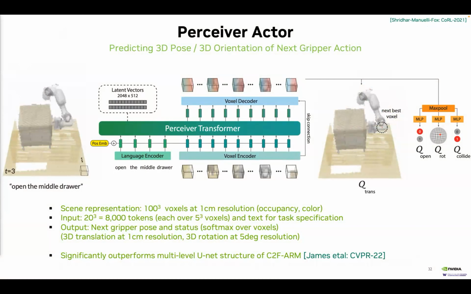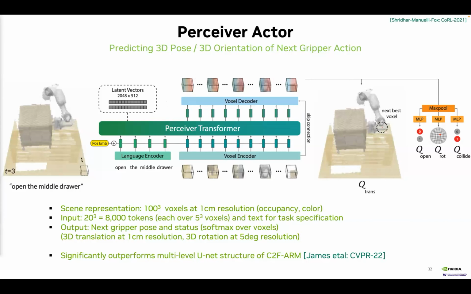The raw encoding is actually at a 1 cubic centimeter resolution, so very fine-grained. And then we generate tokens for the transformer that have a 5 by 5 cubic resolution. And the output of the transformer is then given the language task and the voxel encoding at a 1 centimeter resolution. It's kind of a classifier over the scene that says how likely is it that that would be the gripper pose that the robot has to move to in order to achieve that task.